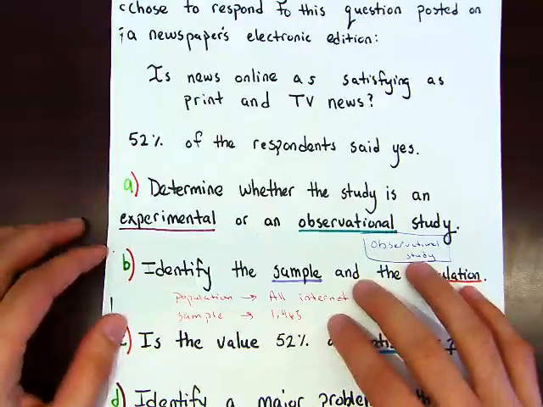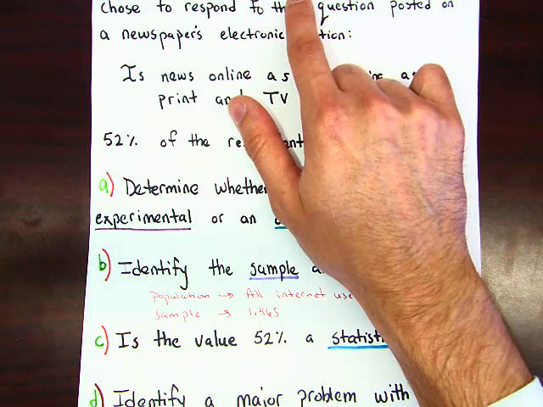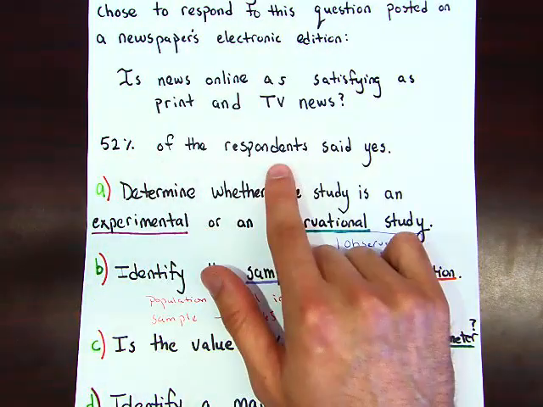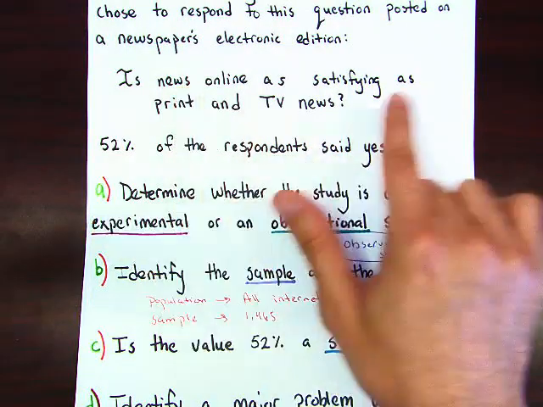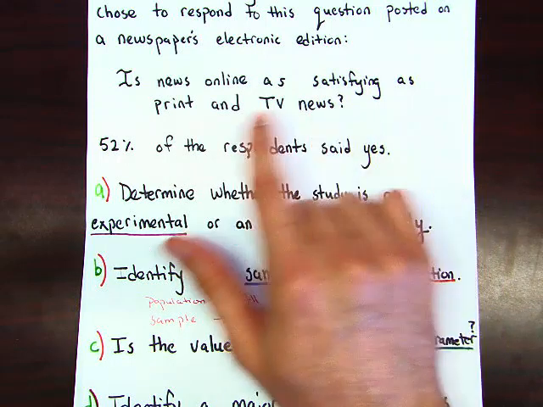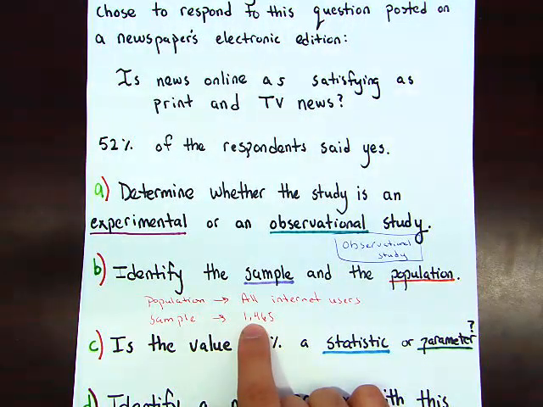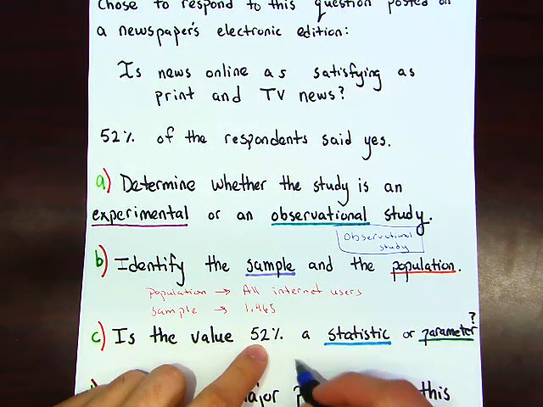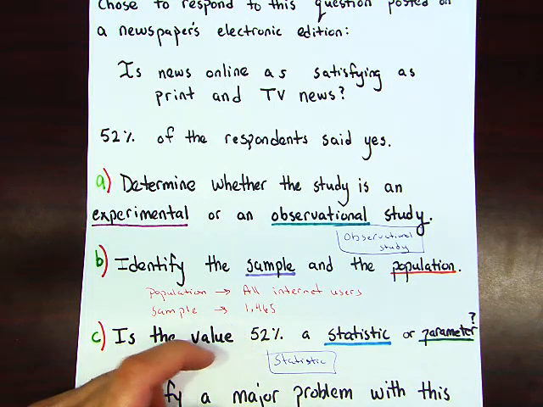Notice that within the question, it's saying that of these 1,465 internet users, 52% of them responded yes, that they found the online news was just as satisfying as the print and TV news. So this 52% has to do with the sample of the 1,465. So this numerical measurement is just a statistic. Okay? All right, not too bad.